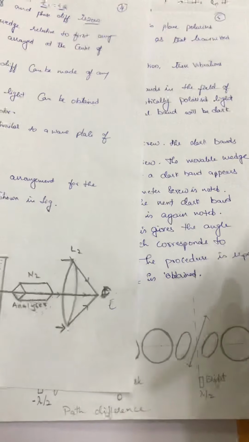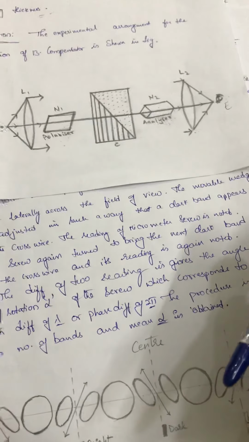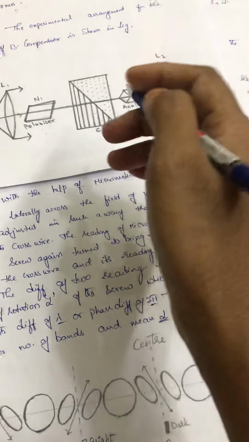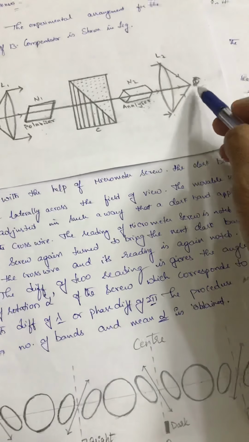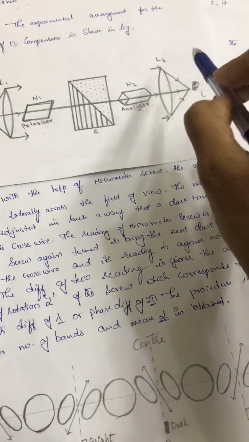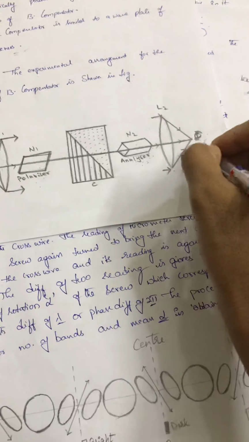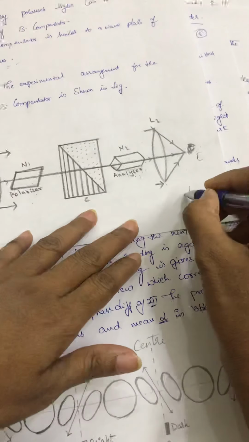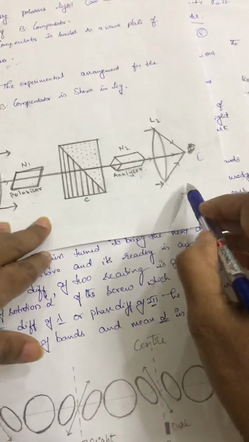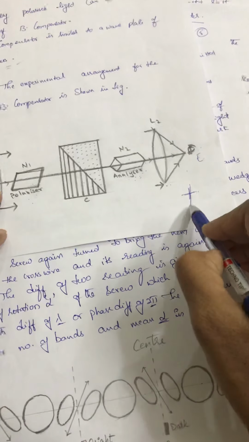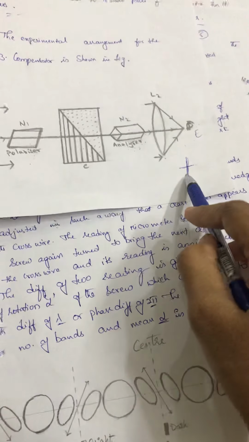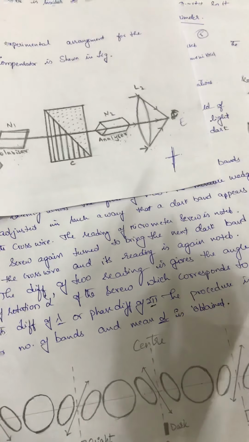Now, with the help of this micrometer screw, the dark bands move laterally across the field of view. The movable wedge is adjusted such that a dark band appears on the crosswire. In the telescope we have crossed wires, like this, the y-axis and x-axis. First the dark band should be brought to focus on the crosswire, and the micrometer screw reading noted down.